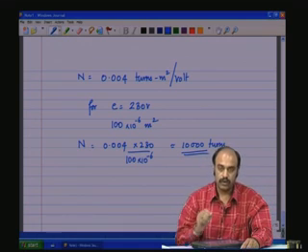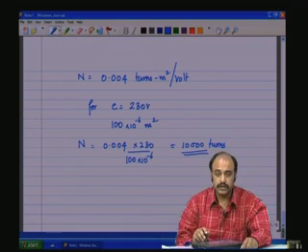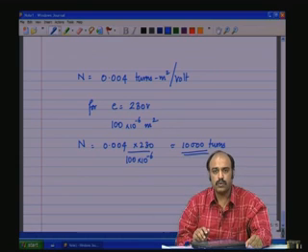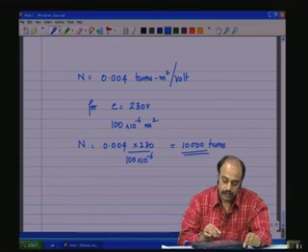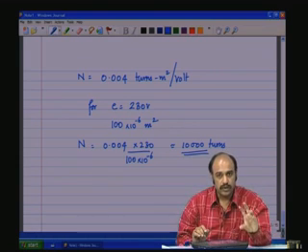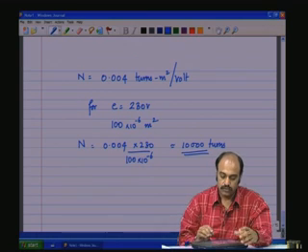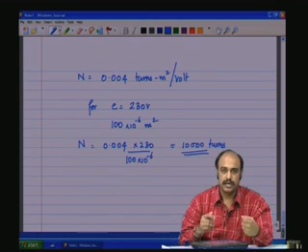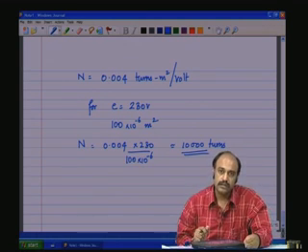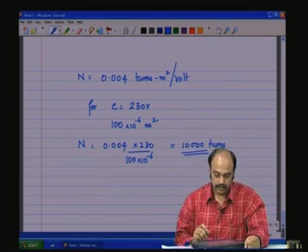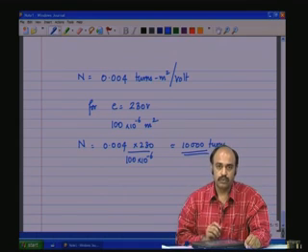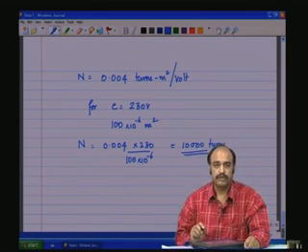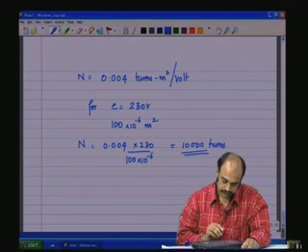So, for a core of this size, 100 into 10 to the power of minus 6 meter square core cross section area, if you want to apply 230 volts, you will have to put approximately around 10,000 turns so that it can withstand that voltage and deliver the power from the primary to the secondary.